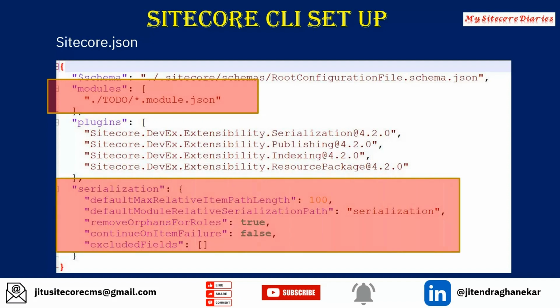Okay, and then there is a section called serialization, where you can define the default properties like default max relative item path, module relative serialization path. Okay, what fields you want to exclude. So this explanation I have given in my older video. Okay, so I will give you the link in the description and the comments. Okay, you can have a look at that. So this is your default Sitecore JSON file.